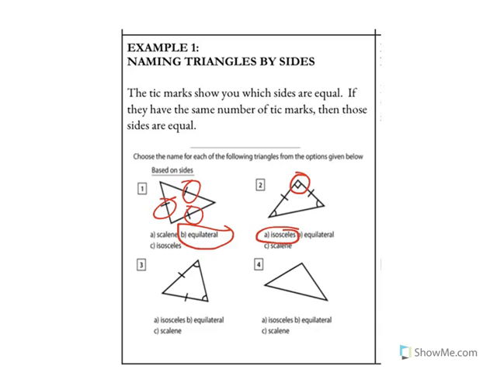All right, once again, here we have two sides that are equal, that's isosceles. And finally, number 4, I see no tick marks, which means that it's a scalene triangle. None of the sides are equal.